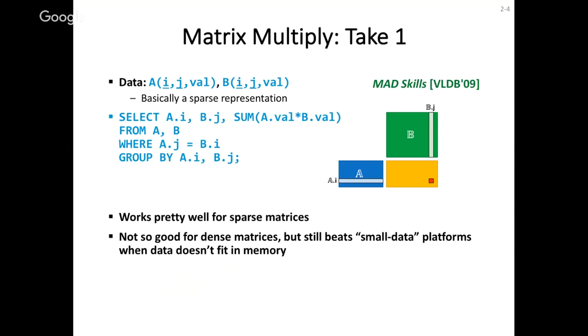So this actually works pretty well for sparse matrices because with this representation, you don't really have to store any zero values in here. Okay, so you only have to store the non-zero values. So that's good. But this is not that good for dense matrices, right?